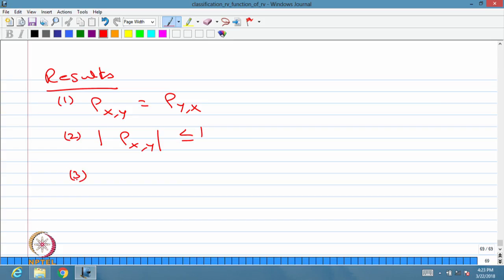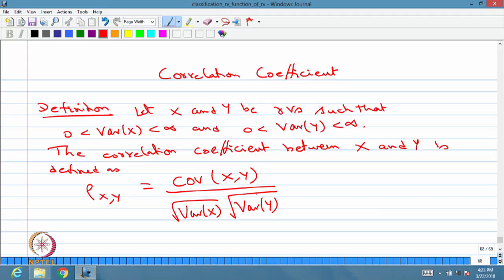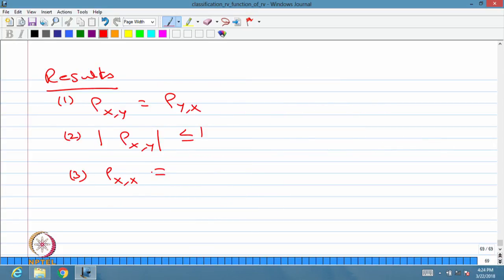Third result: if you compute the correlation coefficient between the same random variables, the covariance of x comma x is nothing but the variance of x, and the denominator becomes the variance of x. So, you will get the answer 1. That means the correlation coefficient between the same random variable becomes 1. Suppose you go for the correlation between x and minus x, then that quantity is going to be -1.